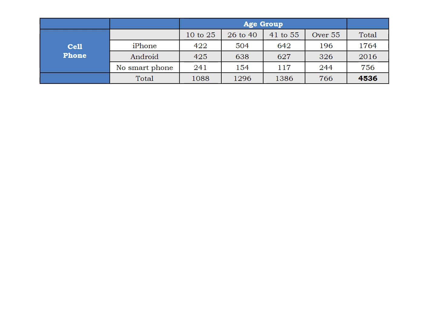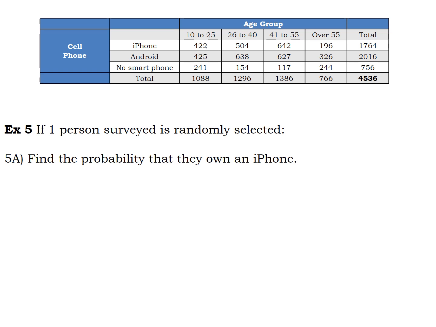Let's take another look at our two-way table. And again, I'm going to randomly select one person, and we want to investigate this idea of independent events or dependent events. So first I want to find the probability that the person owns an iPhone. So there are 4,536 to choose from. 1,764 of those own an iPhone. Okay, we've done that one enough times by now. It should be pretty easy.